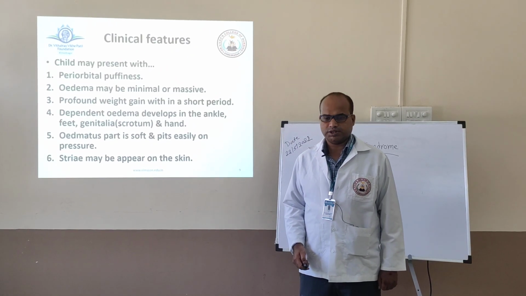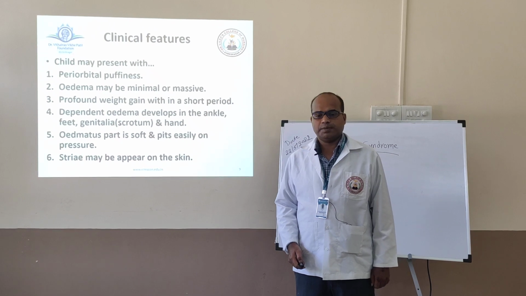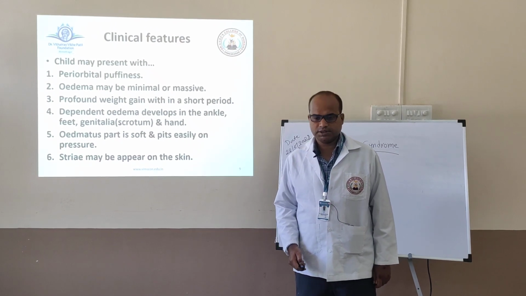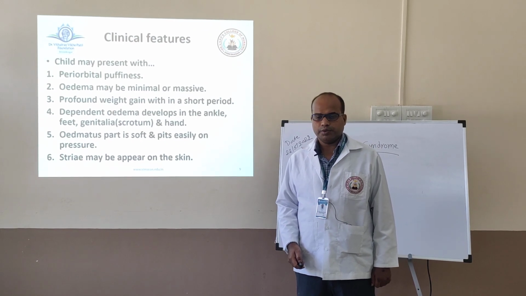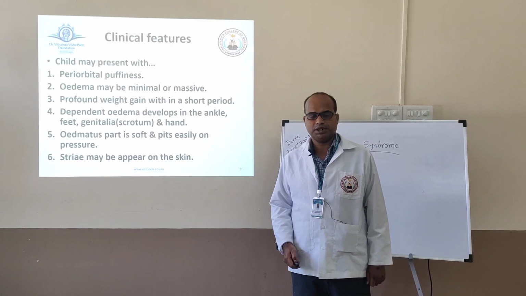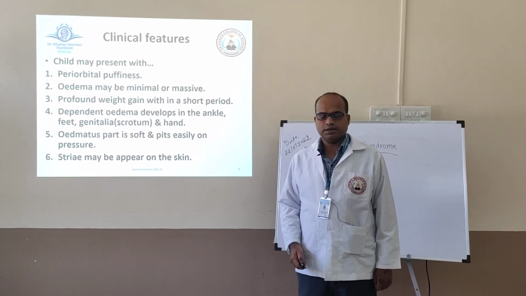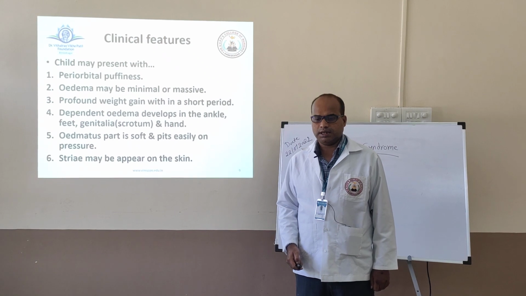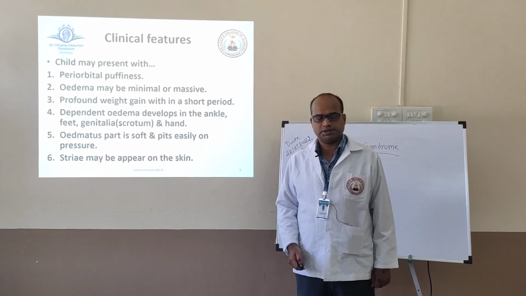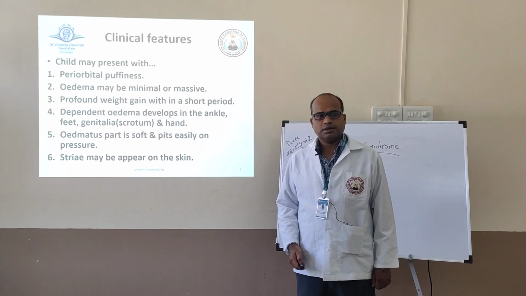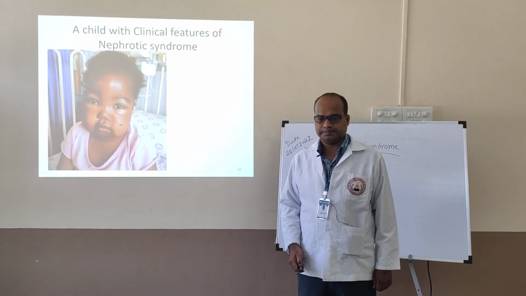Clinical features of nephrotic syndrome. The child will present with periorbital edema and facial puffiness. Edema may be minimum or massive. There is profound weight gain within a short period of time, and dependent edema develops in the ankle, feet, genitalia, and hand. The edematous part is soft and pits easily on pressure. As said earlier, the edema is pitting edema. Striae may appear on the skin.